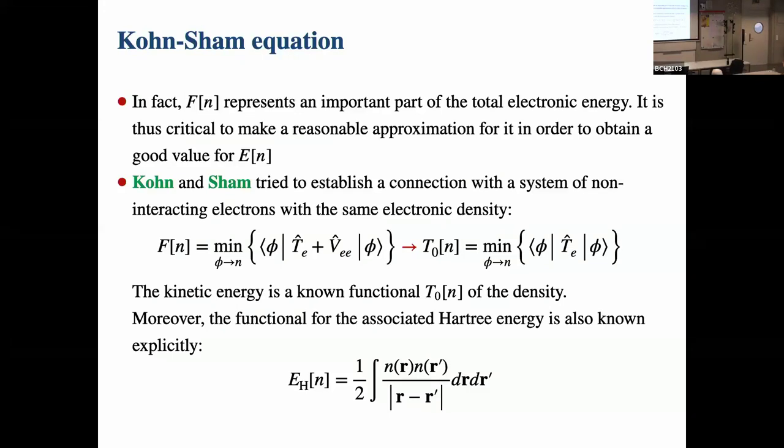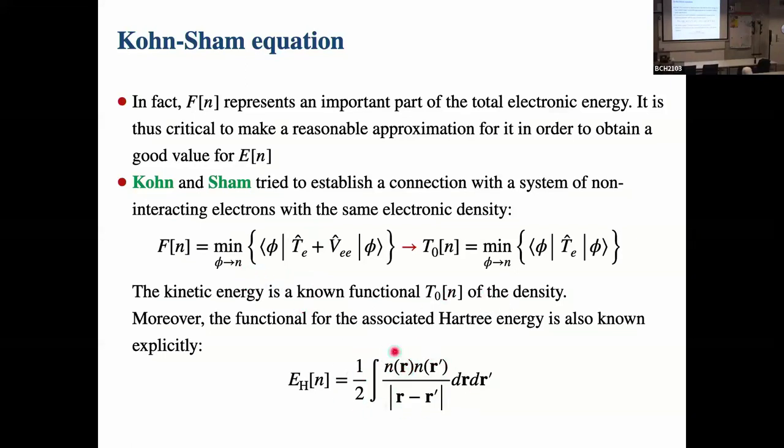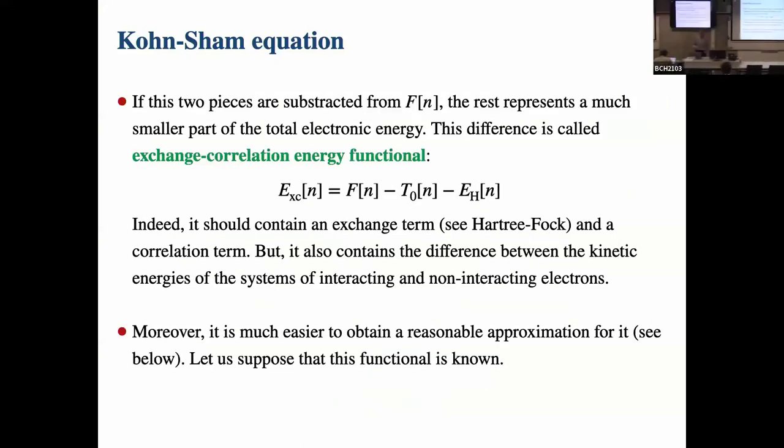So Kohn and Sham tried to get a more reasonable approximation. They tried to establish a connection between a system of non-interacting electrons with the same electronic density. So they want to find something for this functional here, starting from a functional where this is the kinetic energy of non-interacting electrons. And furthermore, they said, okay, in this thing here there must be something that looks like the Hartree term, which is also a known functional of the density. So out of this, they took two pieces that are known, this one for the kinetic energy of the electrons and the Hartree term. And they defined the remaining as the exchange-correlation energy functional. So basically, out of this F of n, I remove my kinetic energy of non-interacting electrons, I remove the Hartree energy, and everything that remains, that's this exchange-correlation energy functional.